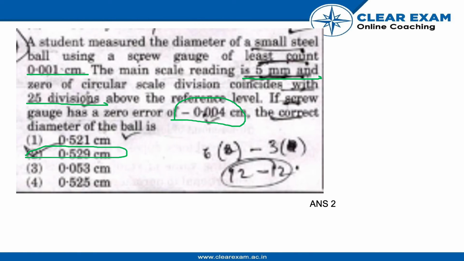0.525. Now for the actual reading, we have to take into consideration the zero error, so 0.525 plus 0.004, which comes out to be 0.529 centimeter. Okay, thank you.